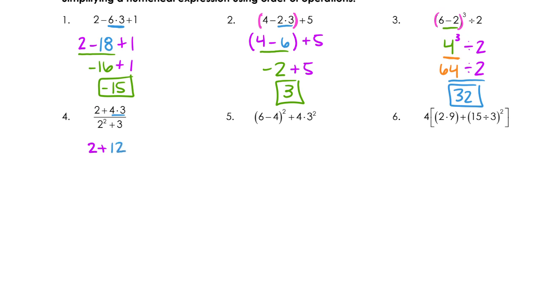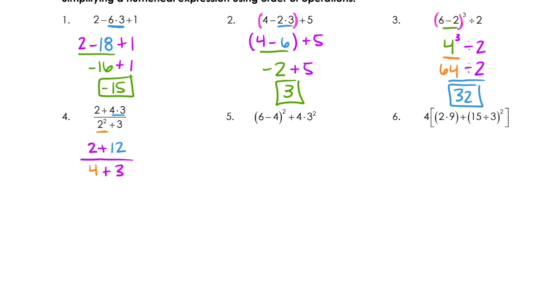Then under my fraction bar, I'm going to have to do the 2 squared first before I add. Again, just following the steps of order of operations here. 2 squared would be 4, 2 times 2. And remember, it's 2 times itself twice. And then I'm going to bring down that plus 3. Now at this point, all we have left to do is add in the numerator and the denominator. So we're going to go ahead and take care of that.